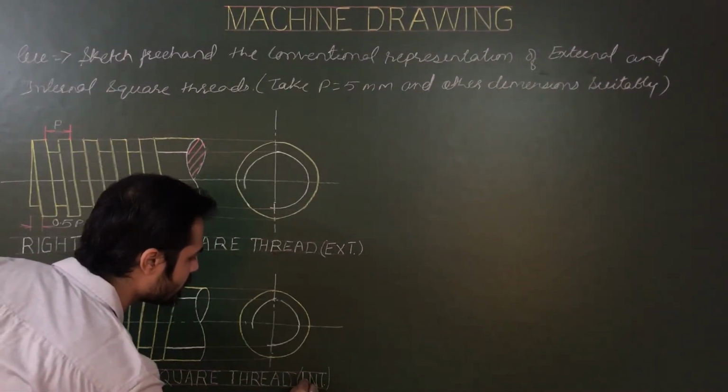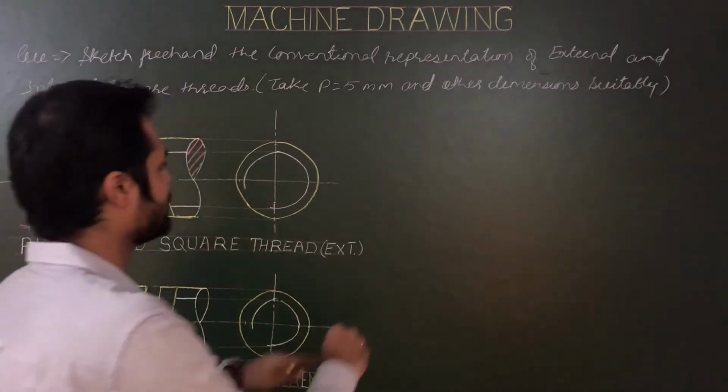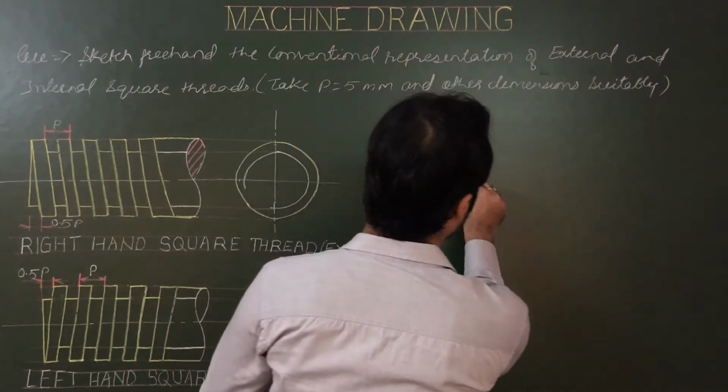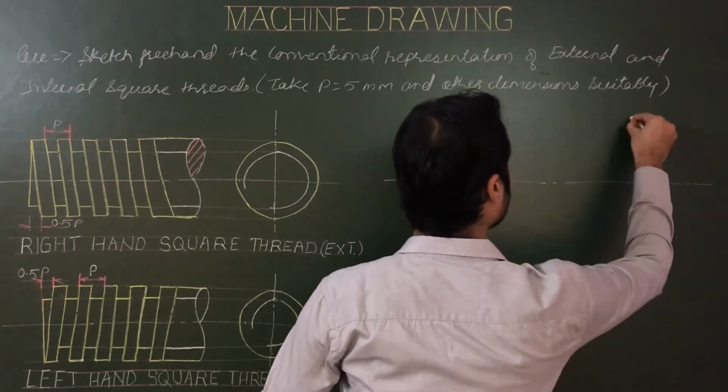External. So right hand square thread external and left hand square thread external. Now next, conventional representation of internal threads. Again draw center lines for both front view and side view.